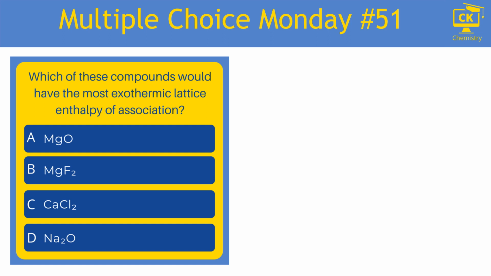This week's multiple choice Monday is about lattice enthalpy, defined as lattice enthalpy of association. So if you've forgotten what lattice enthalpy is, we should remember it's the formation of 1 mole of an ionic lattice, an ionic compound, from its ions in their gaseous state. So for example, if I were to do an equation for the lattice enthalpy of magnesium oxide, it would be taking the Mg2+ ion and the O2- ion in gas states, and making 1 mole of solid magnesium oxide.